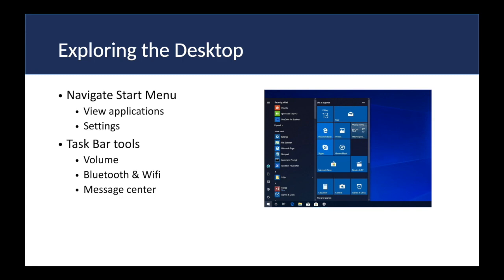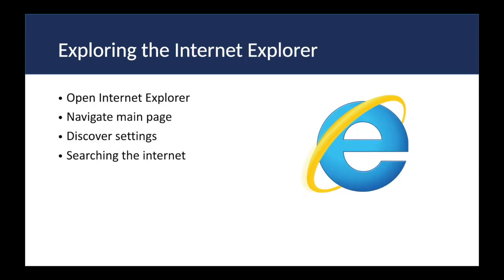So now you've taken a brief navigation of the desktop, let's work on another. We'll be navigating the main page of the Internet Explorer and see what tools we have available for us and the settings that are available. Go ahead and open the Internet Explorer. The icon can be found on the desktop or in the Start menu or on your taskbar. Whichever one you choose will get you to where you need to go.